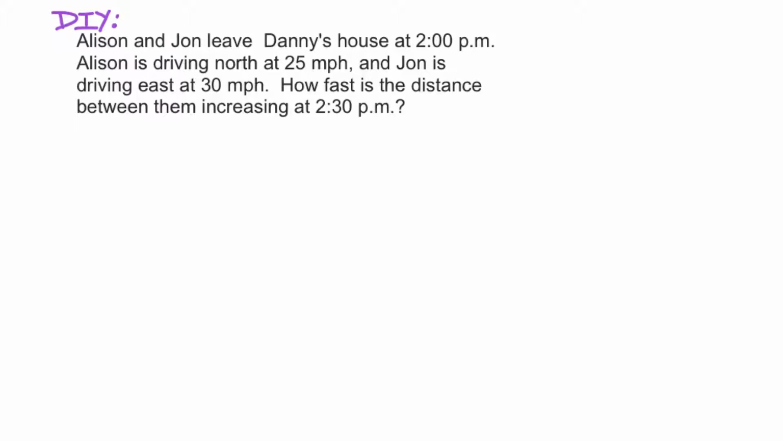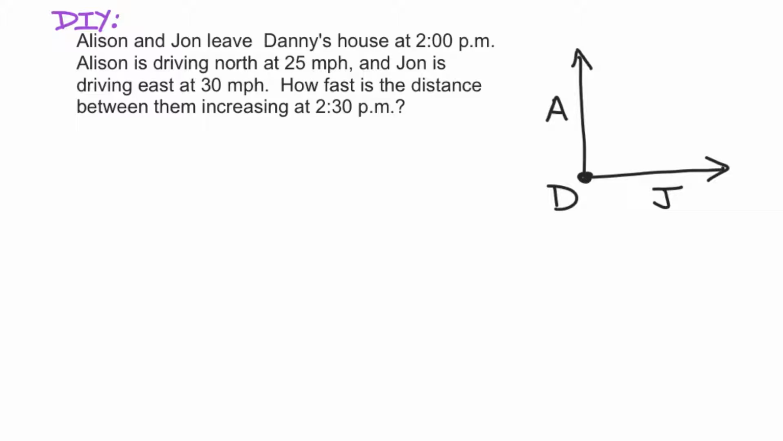Here's a related rates problem for you to try yourself. Let's take a look. Allison and John leave Danny's house at 2 p.m. Allison is driving north at 25 miles per hour, and John is driving east at 30 miles per hour. How fast is the distance between them increasing at 2:30 p.m.?